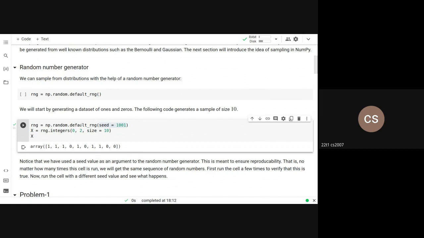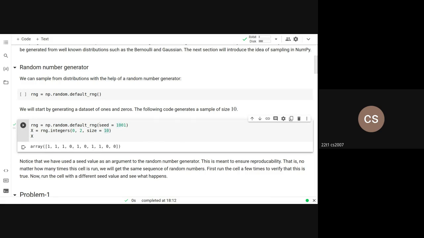For example, here we are drawing 10 integers in the range 0 to 2. So 2 is not included in the range. We are just drawing integers which could be either 0 or 1. We are drawing 10 such integers. If you notice the sequence, it is 1, 1, 1, 0, 1, something, right? Now, no matter how many times I run it, it will be the same sequence.